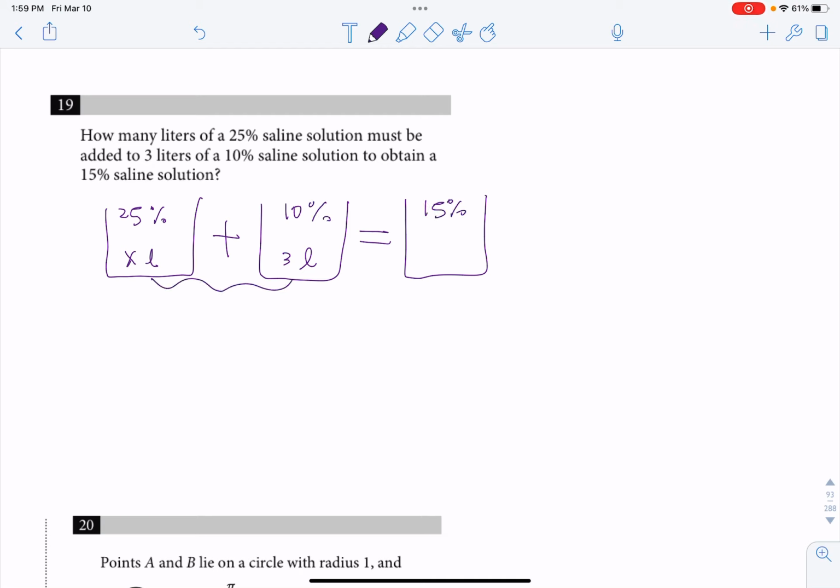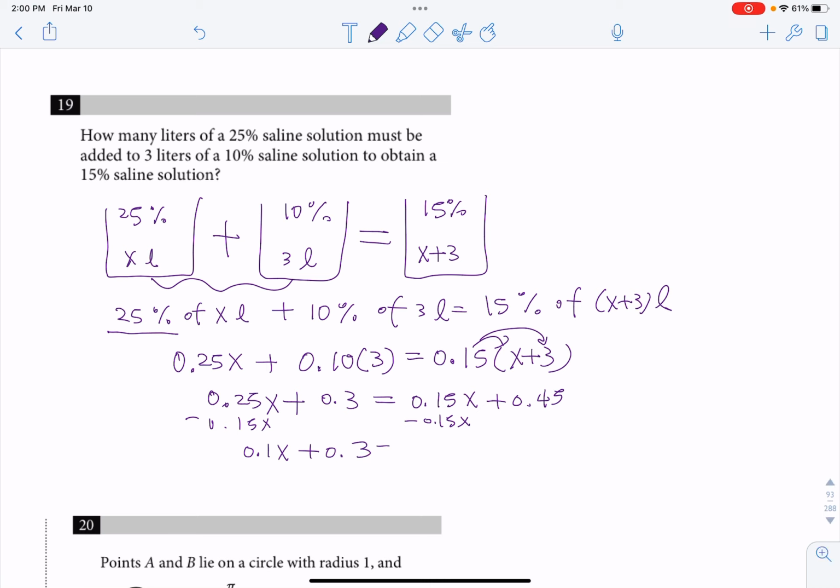Then 0.25x plus 0.1 times 3, which is 0.3, equals 0.15x, you distribute, plus 0.45. And you subtract 0.15x first on both sides. Then you get 0.1x plus 0.3 equals 0.45. And you subtract 0.3. Then you get 0.1x equals 0.15. And you divide by 0.1.